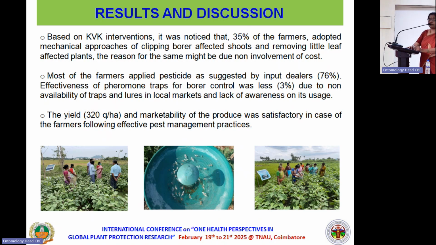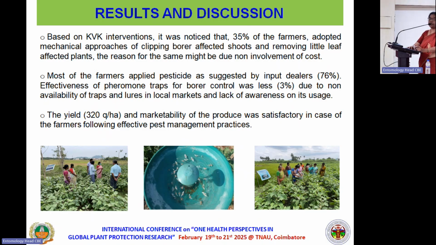Most of the farmers in our district were following only the pesticides recommended by the input dealers. That is, 76% of the farmers were following pesticide application based on their input dealers' recommendations. And the use of pheromone traps and light traps was only about 3%, because pheromone traps and lures were not available in the local market. Only through KVK were they made available. So only 3% of the farmers were following this type of recommendation.